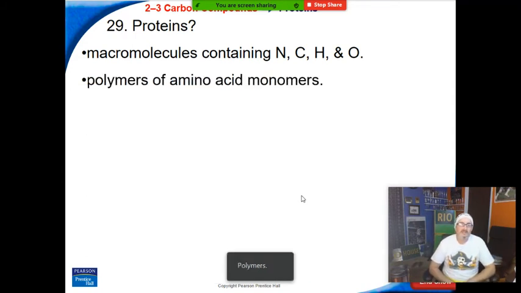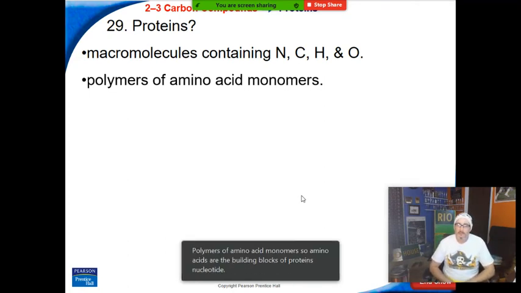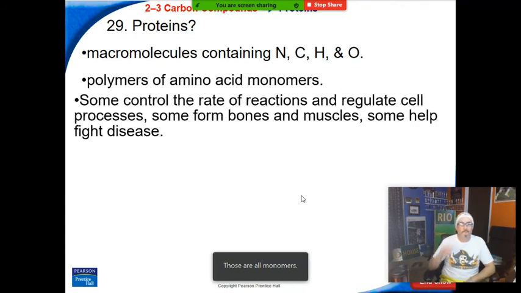Polymers of amino acid monomers. So amino acids are the building blocks of proteins. Nucleotides are the building blocks of nucleic acids. Saccharides are the building blocks of carbohydrates. And fatty acids and glycerol are the building blocks of lipids. Those are all monomers.